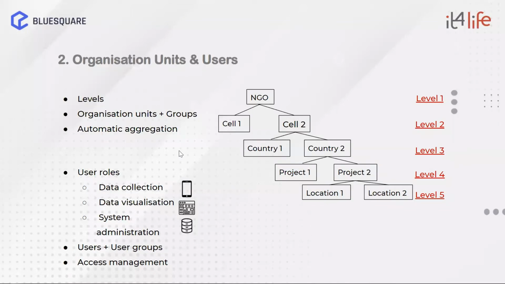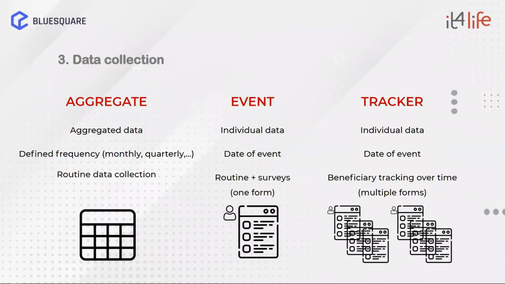So org units, users, once I have defined this, I've been through a big step because it takes time to formalize all of this. Then I need to deal with my data collection system. So here in DHIS2, we have 3 different types of data collection. We have aggregate, event, and tracker.